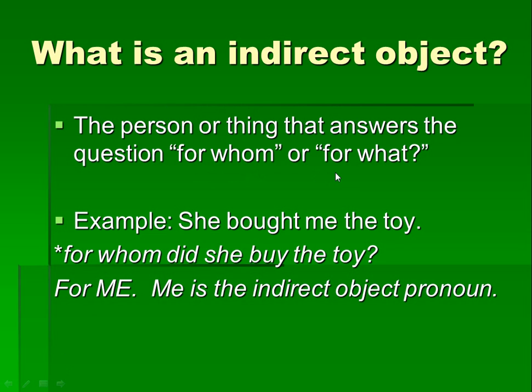is your indirect object. So for example, she bought me the toy. For whom did she buy the toy? For me. So thus me is the indirect object pronoun. So what is a pronoun then?